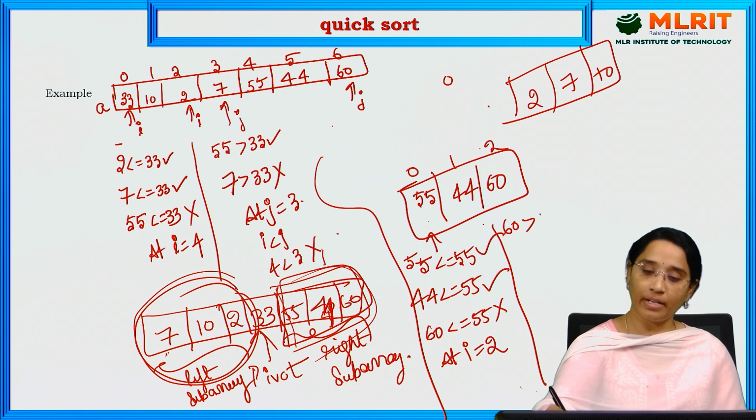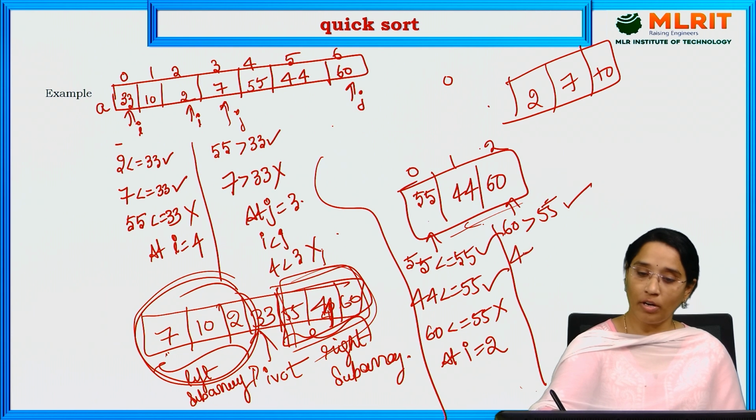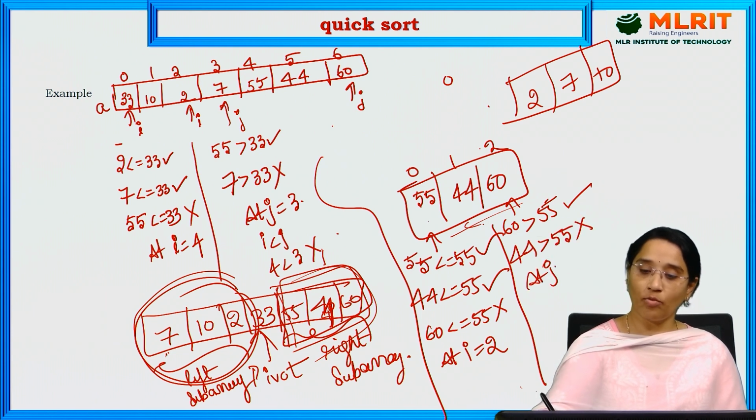60 greater than 55. Now J is decrementing. You are moving towards this direction. 60 greater than 55, true. 44 greater than 55, false. At J equals 1.